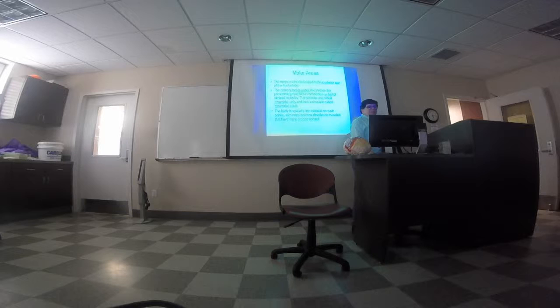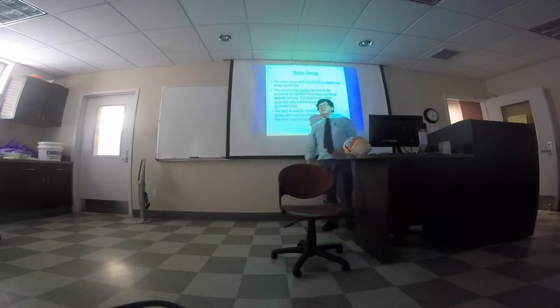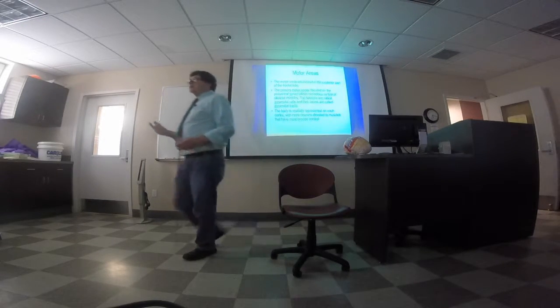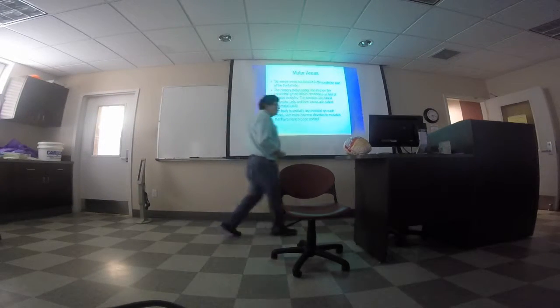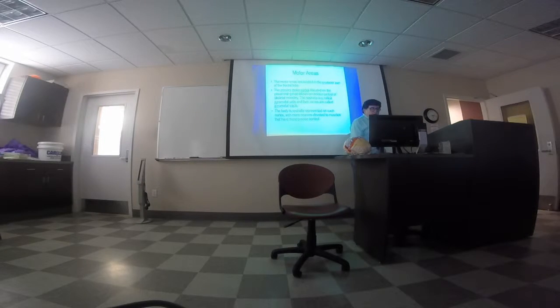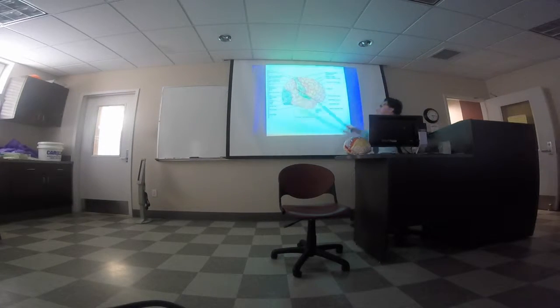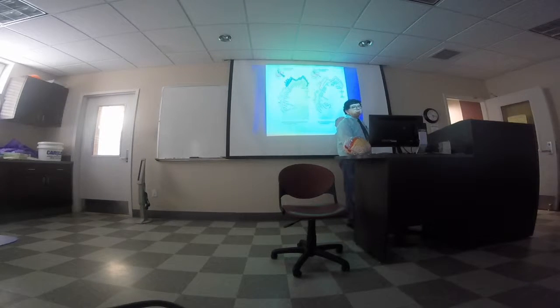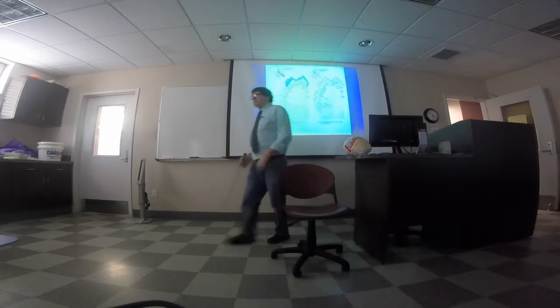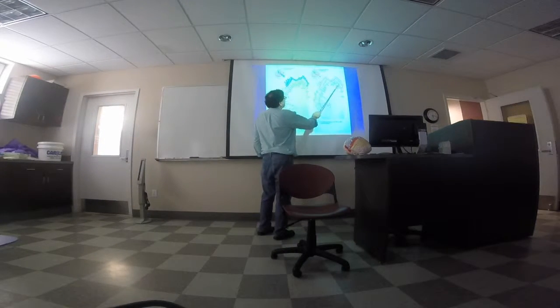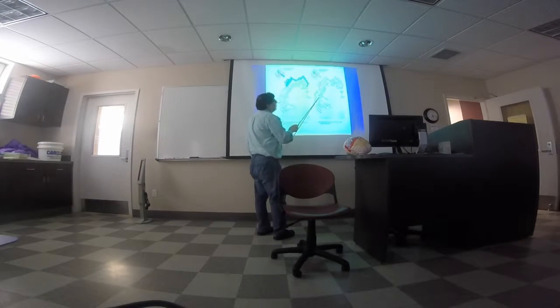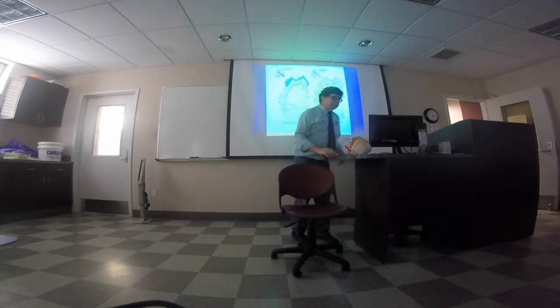Now, earlier I said that the cortex can be divided into motor areas, sensory areas, and association areas. We're going to focus right now on motor areas. So the primary motor cortex, of course, would be a motor area right here within the precentral gyrus. Let's look at this area in a frontal section. Here's a frontal section of the brain sliced through the precentral gyrus.